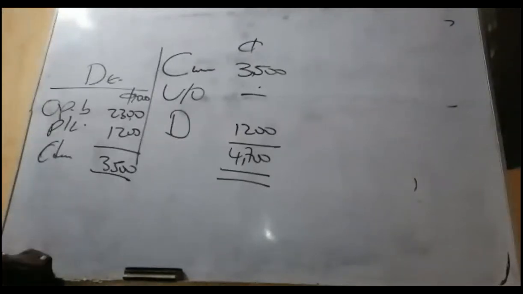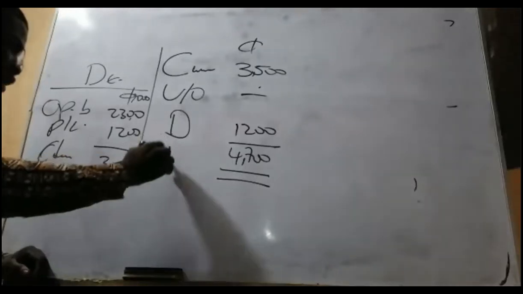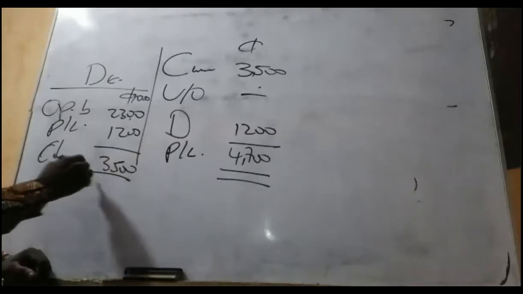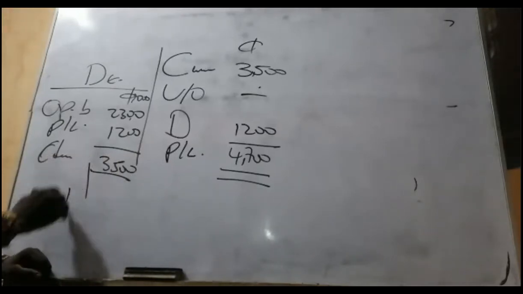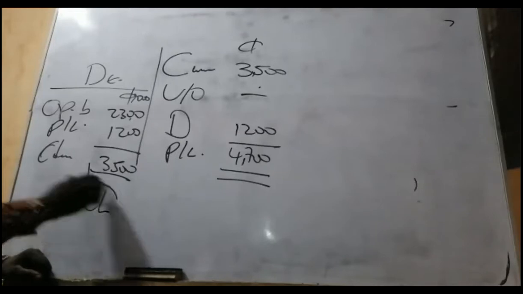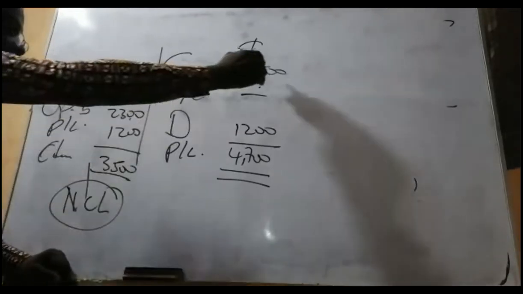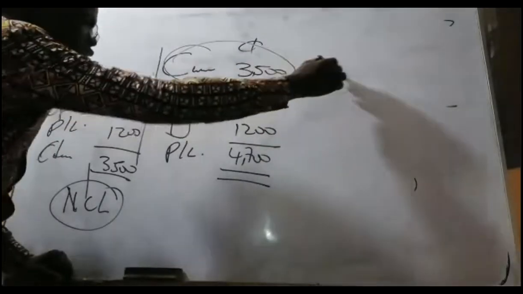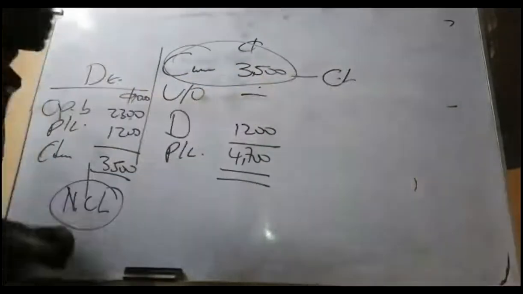Good. So therefore, we are done. Taking this one to the P&L, the closing balance must go there as what? Non-current liability. And then the current year tax provision, this one goes there as what? Current liability. We are done.